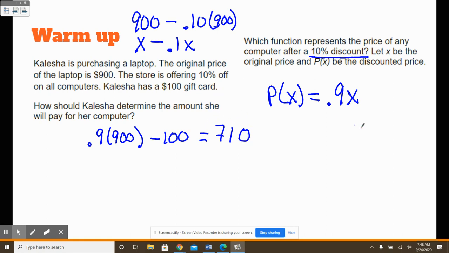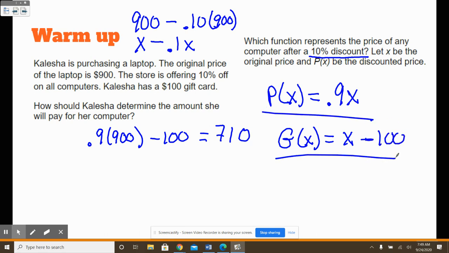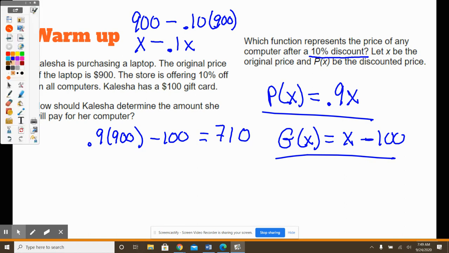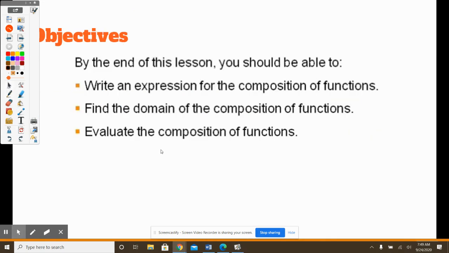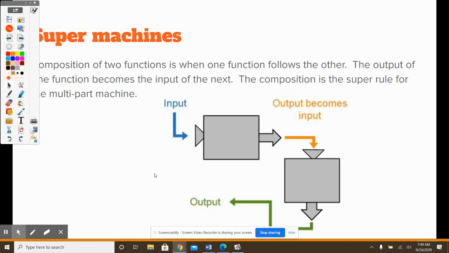This is where there are two functions, one following the other. First, we did the 0.9x, and then we took the cost and subtracted the $100 for the gift card. So we had a function, and then we followed it up with another immediately. And that's what composition of function is. It's one function following the other. So we're going to write expressions, find the domain, and evaluate them.